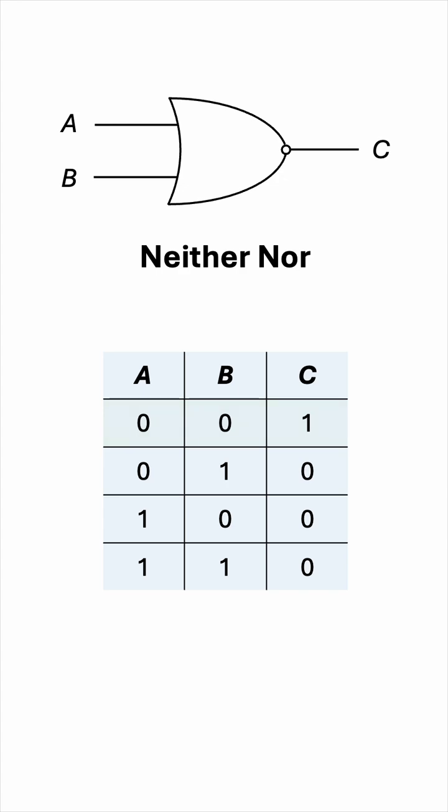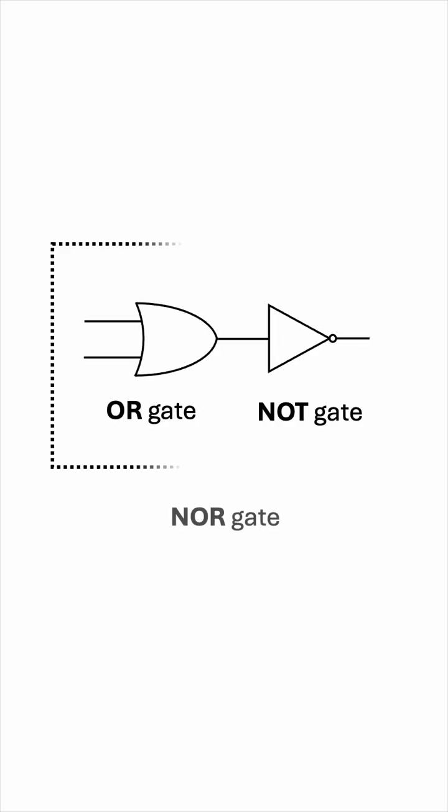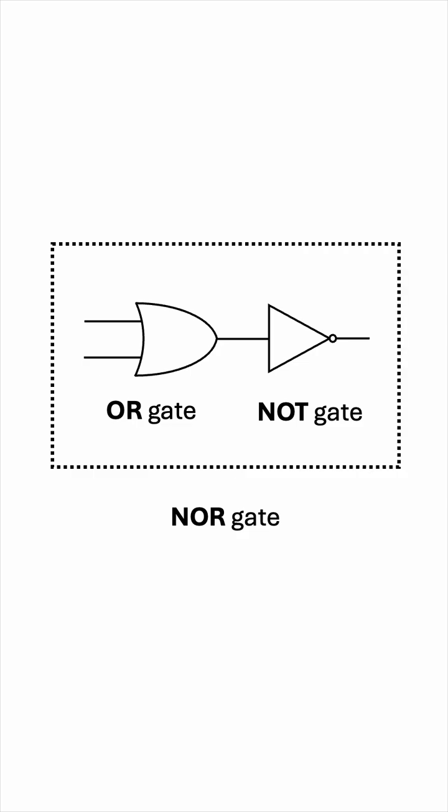In Boolean algebra, we can express the operation of the NOR gate as C equals the complement of A plus B. Because it's the opposite of the OR gate, the NOR gate can be implemented using an OR gate followed by an inverter. This combination is precisely the NOR gate in action.